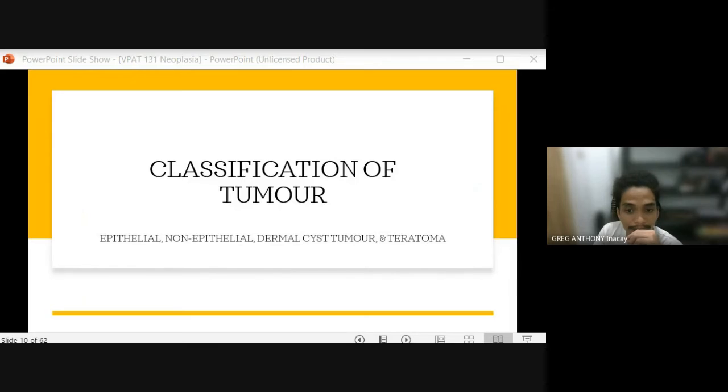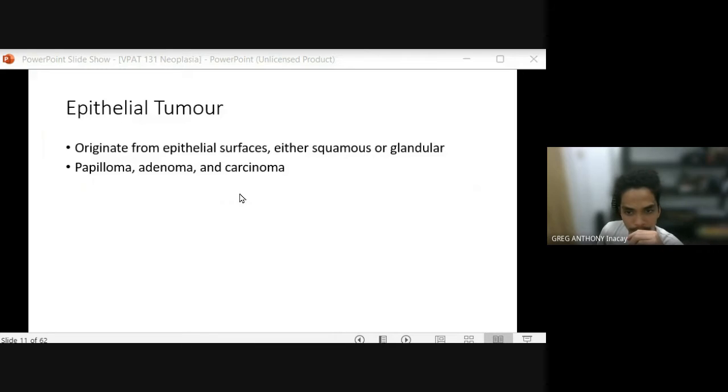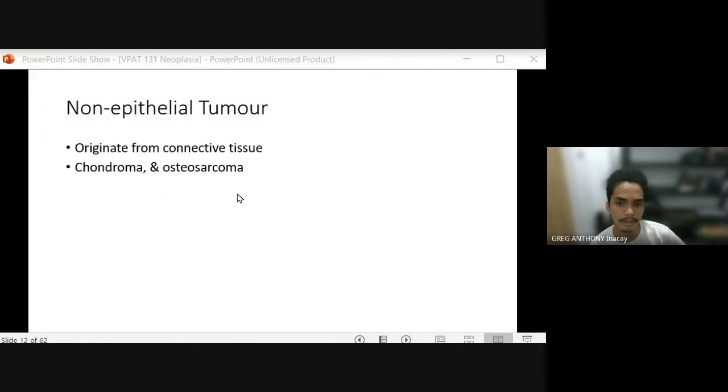So let's move on to the classification of tumor. So there are four types, which are the epithelial, non-epithelial, dermal cyst tumor, and teratoma. Epithelial tumors include papilloma, adenoma, and carcinoma, which originate from epithelial surfaces, either squamous or glandular. We also have non-epithelial tumors, which include fibroma, chondroma, and osteosarcoma, which originate from connective tissue, such as fibrous tissue, cartilage, and bone.